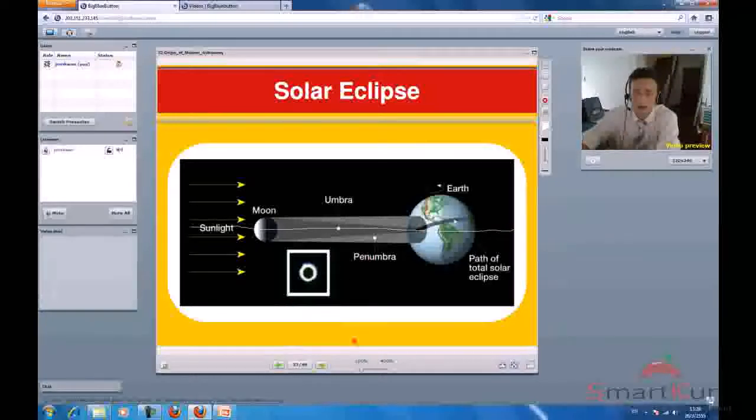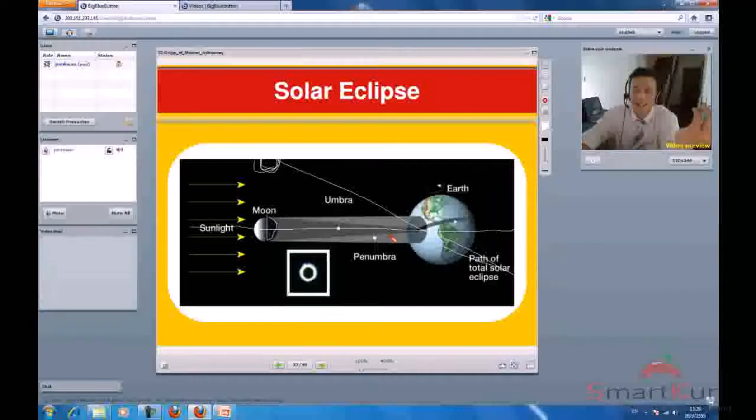Next, eclipses. An eclipse is just a time when the Earth, the Moon, and the Sun are perfectly aligned, when you could draw a straight line between the Earth, the Moon, and the Sun. A solar eclipse occurs when the Moon is directly between the Earth and the Sun. You can see that on the next slide, number 37. And so the shadow of the Moon falls on the Earth.